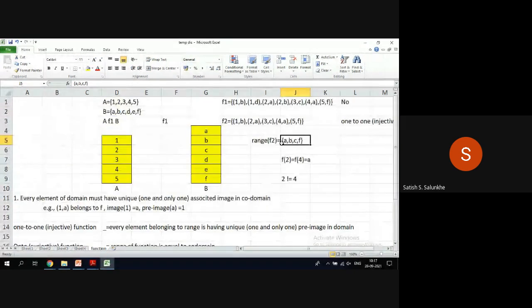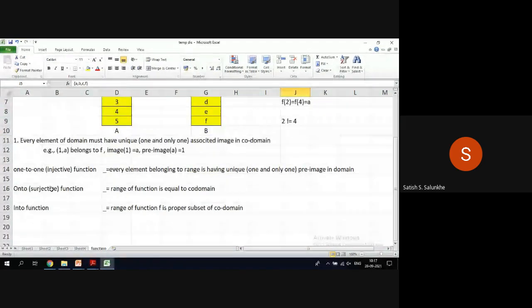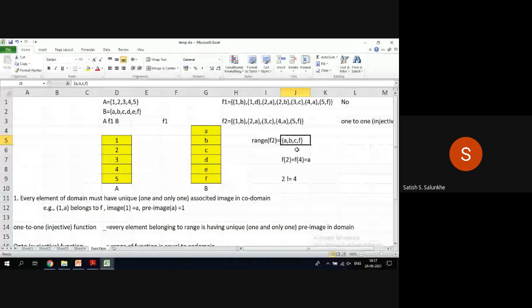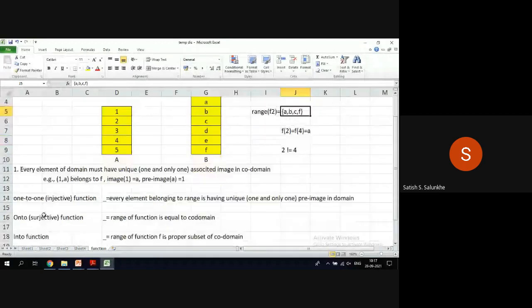When your range is equal to the codomain, then we say the function is an onto function. And when it is one-to-one, no matter whether it is into or onto, whatever elements you have in your range, if they have a unique, that is one and only one, pre-image in the domain, then we say the function is one-to-one.